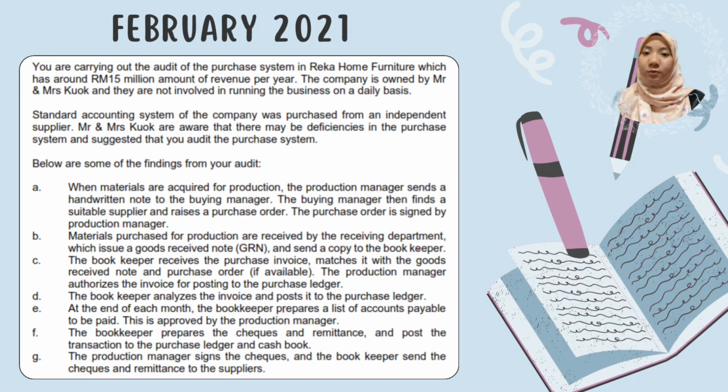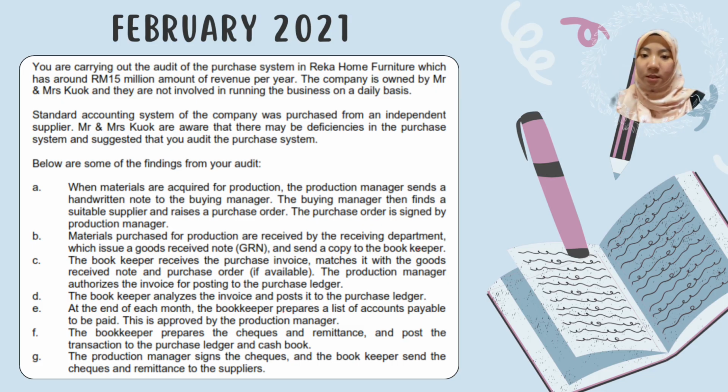Now, for task 2, we have prepared a past year question which we chose from February 2021. The question is, you are carrying out the audit of the purchase system in Reka Home Furniture, which has around 50 million amount of revenue per year. The company is owned by Mr. and Mrs. Kwok, and they are not involved in running the business on a daily basis.